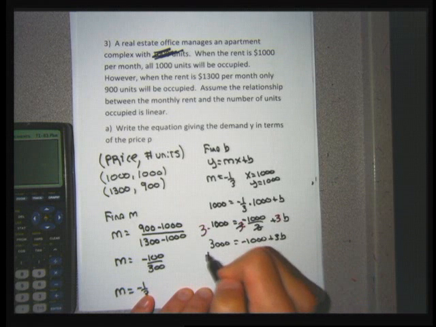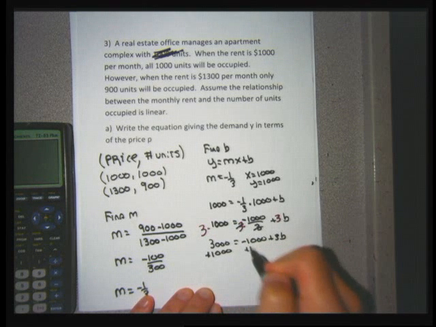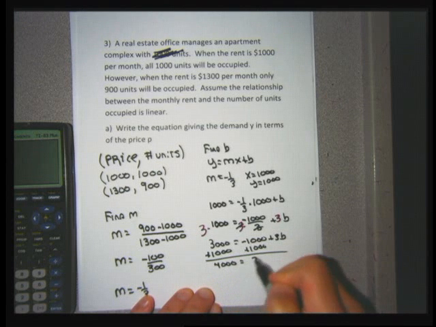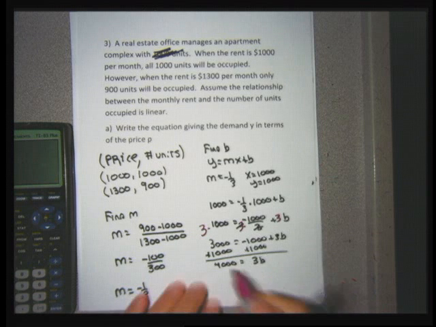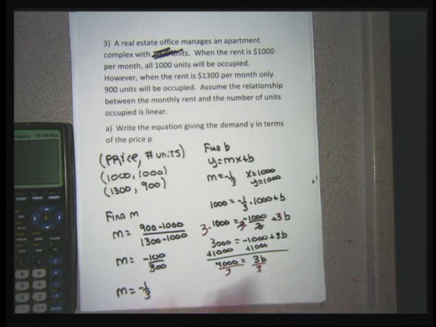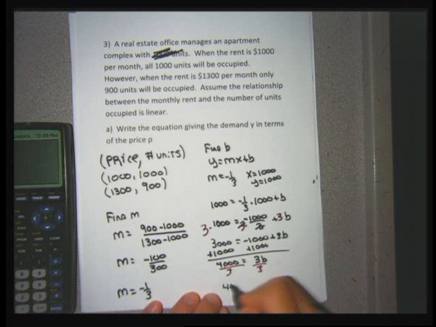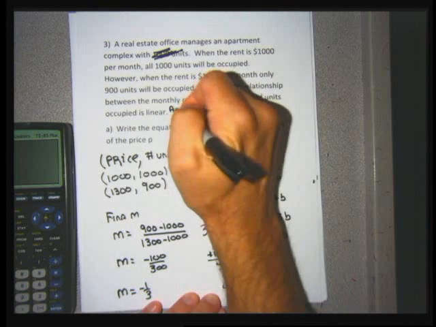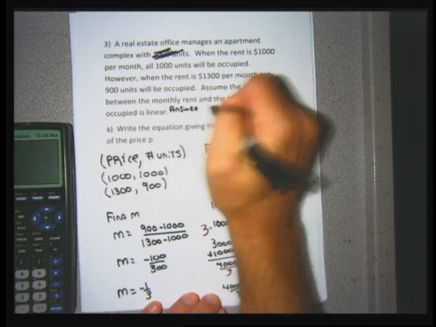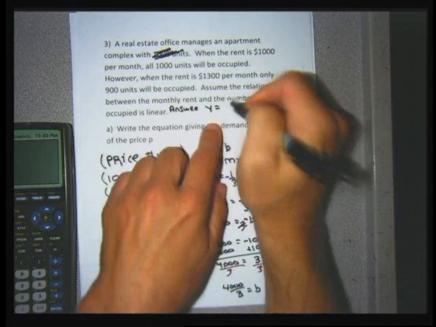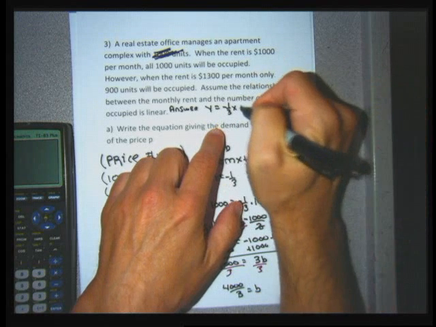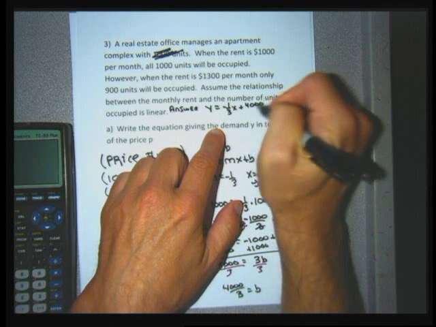Now I'm going to add 1,000 to both sides and get 4,000 equals 3b. Divide both sides by 3 and get 4,000 over 3 equals b. So the equation I'm going to come up with, I could write for my answer, y equals negative 1/3 x plus 4,000 over 3. That would be completely fine.